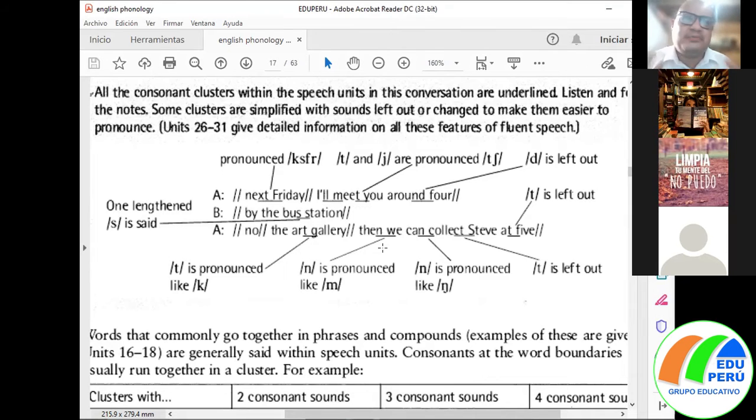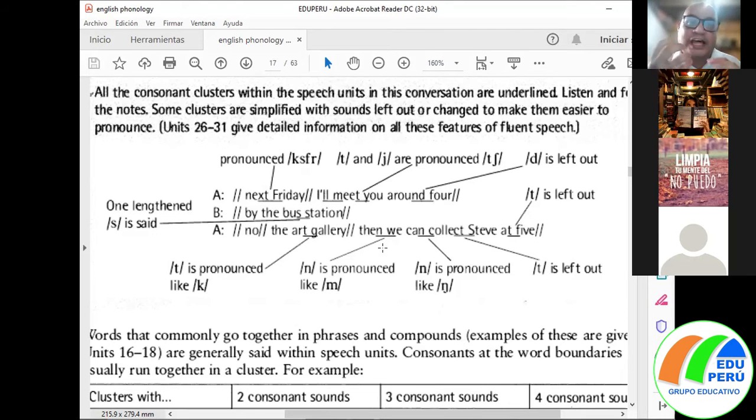So what does it mean? Features of connected speech means that we are going to use some strategies, some techniques in order to speak fluently, connected, not separated. So you're going to connect words, so you can speak fluently with not so many pauses. All right, so this is the purpose.